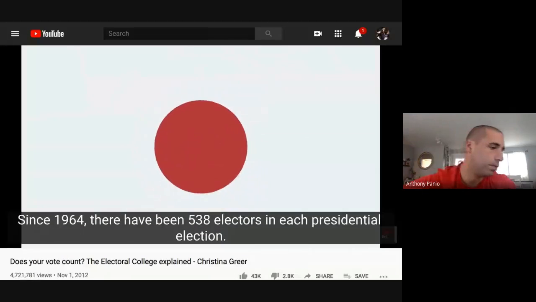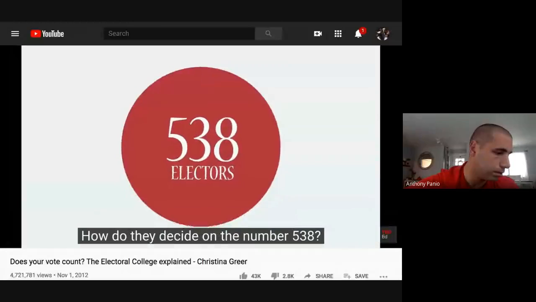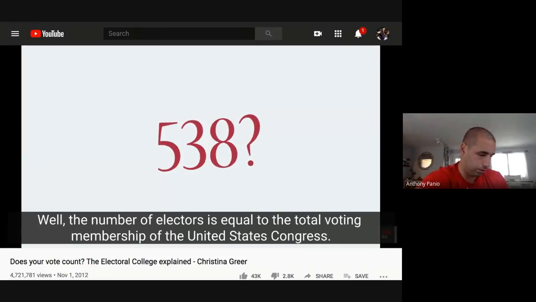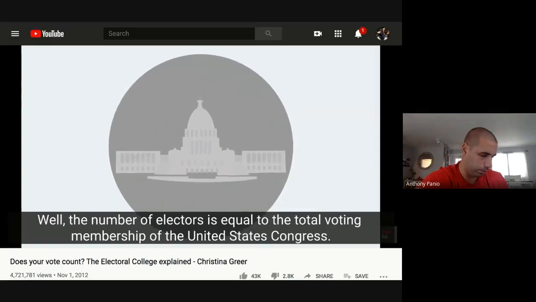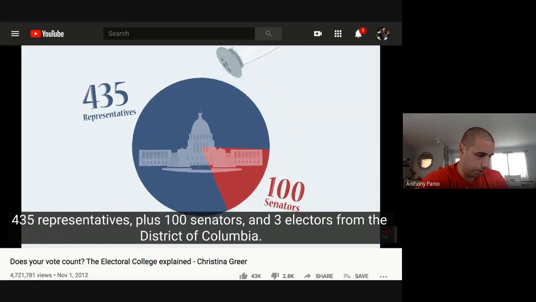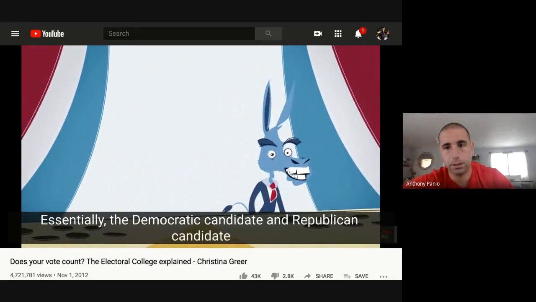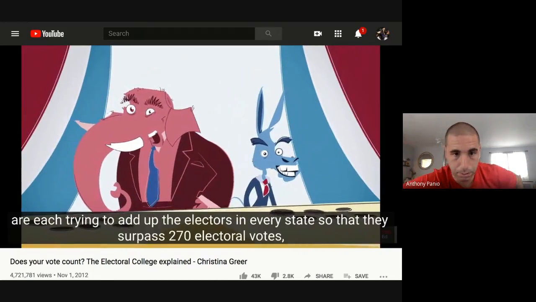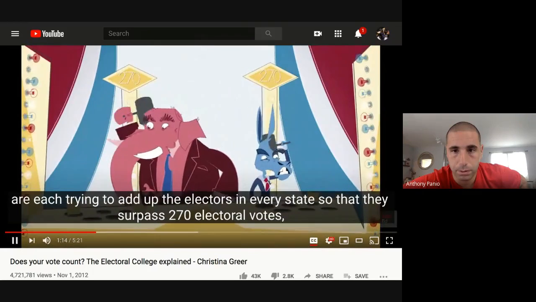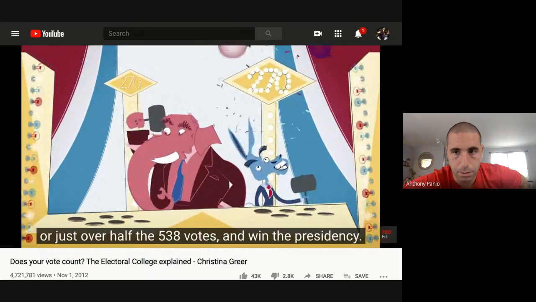Since 1964, there have been 538 electors in each presidential election. How do they decide on the number 538? Well, the number of electors is equal to the total voting membership of the United States Congress, 435 representatives plus 100 senators and 3 electors from the District of Columbia. Essentially, the Democratic candidate and Republican candidate are each trying to add up the electors in every state so that they surpass 270 electoral votes, or just over half of 538 votes, and win the presidency.